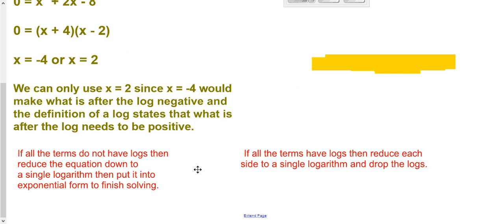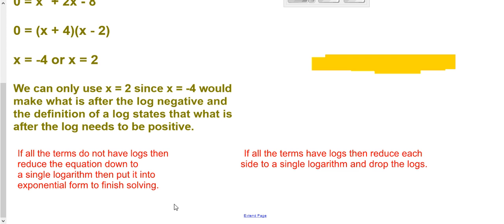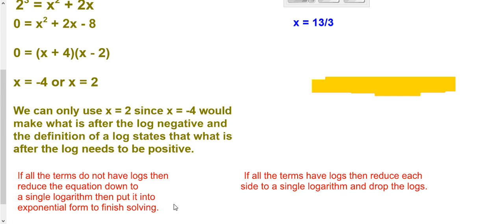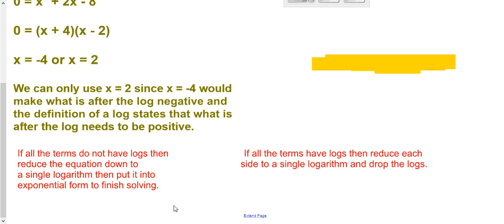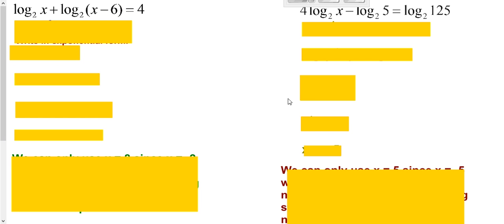Now, a couple things down here in red. On this first problem on the left, not everything had logs. So if everything does not have logs, you reduce it down to a single logarithm and then put it into exponential form. The problem on the top right, everything had logs. So you reduce each side down to a logarithm and then use that idea of a log on the left equaling a log on the right. What's after your logs has to be the same. You should have both of these things in red written down in your notes. So go ahead and try to solve these two without the video, and then cruise through the video to see if you were right.